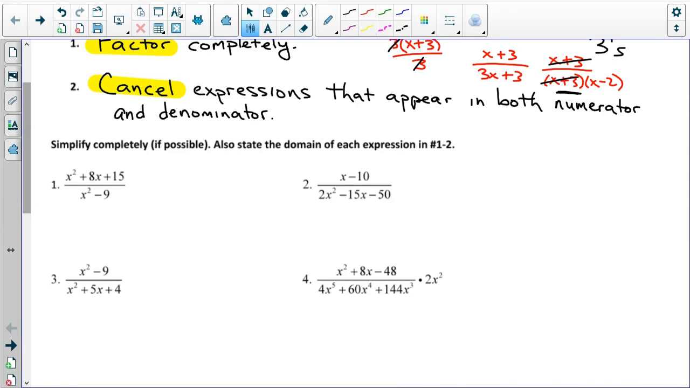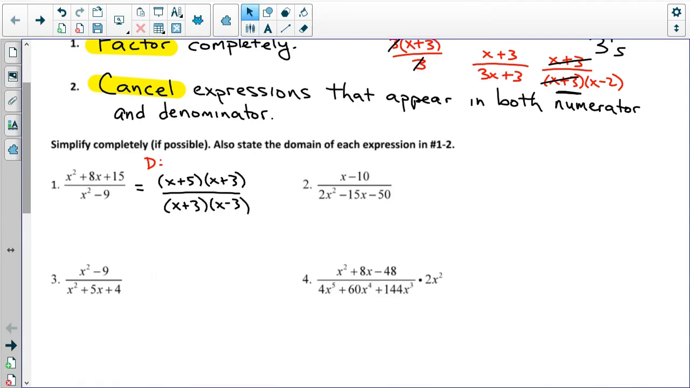Problem 1, we're going to state the domain, and then we're going to simplify. If I'm looking at this problem, the domain of this problem is going to be all of the values of x that I can substitute in. So what I'm going to do first in order to figure this out is I'm going to factor the numerator and denominator. The numerator is x plus 5 times x plus 3, and the denominator is factored to x plus 3 times x minus 3.